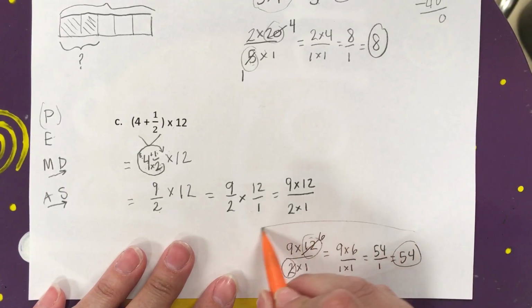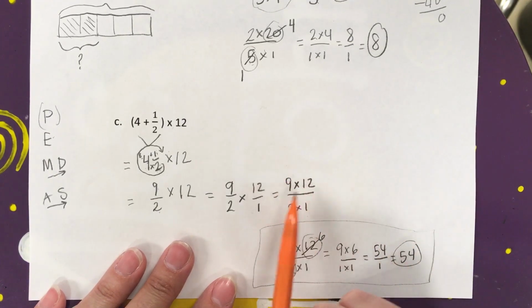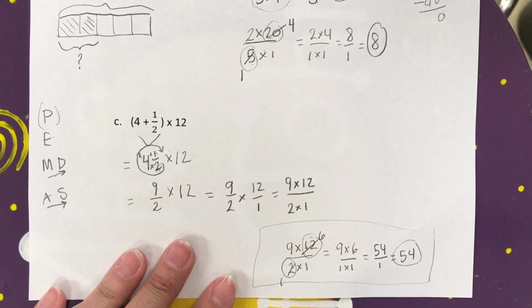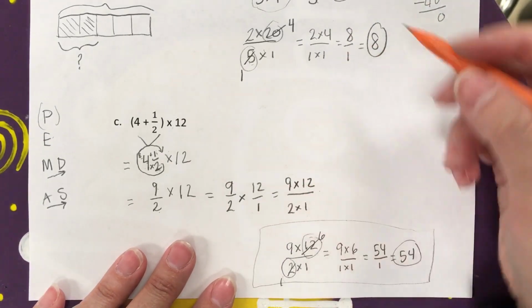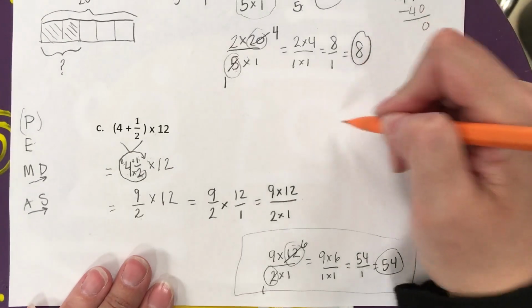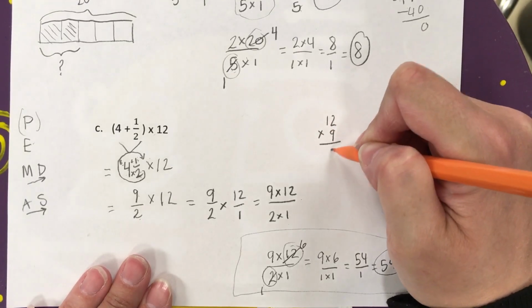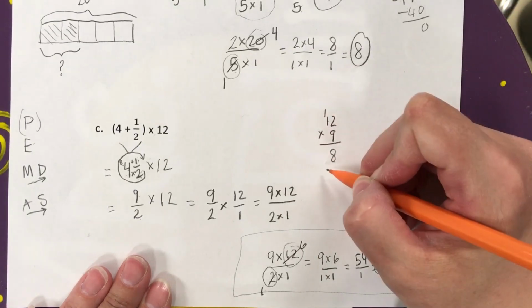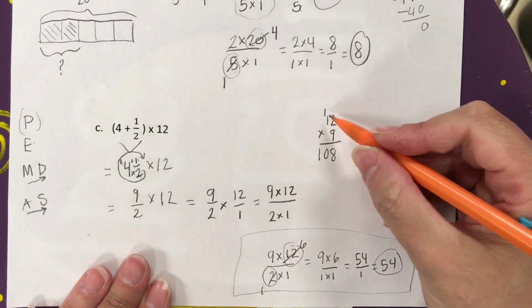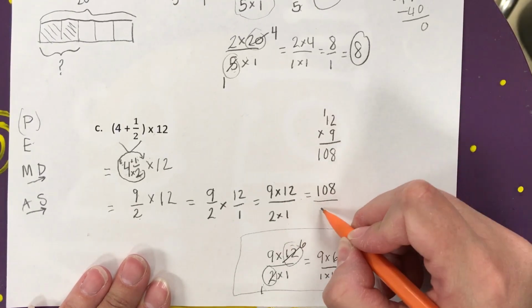Now, again, if this method is tricky, don't try it. Go back up here and just multiply across the top, multiply across the bottom. Okay, so I have 9 times 12 on the top. I'm going to just come to the side and do 12 times 9. 9 times 2 is 18. Carry my 1. 9 times 1 is 9. Then I add 1 to make it 10. So 12 times 9 I see is 108. And then 2 times 1 is 2.